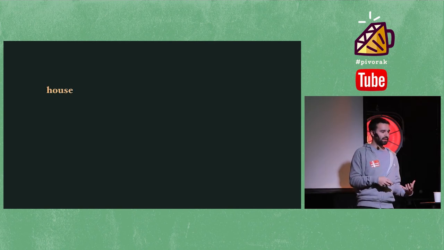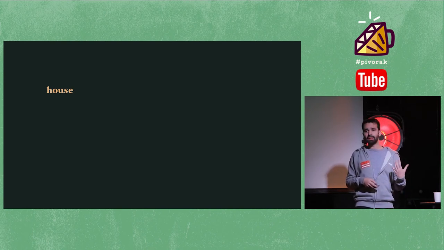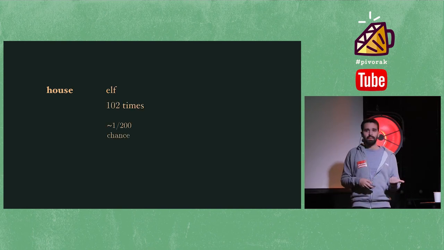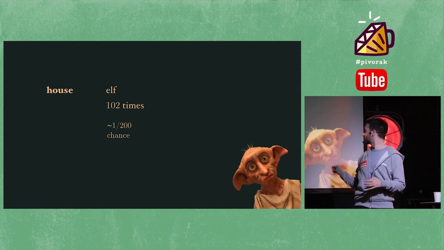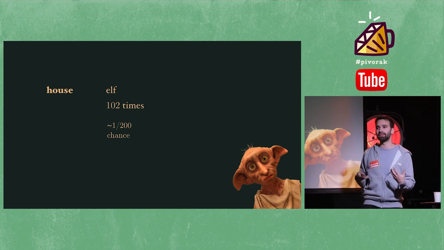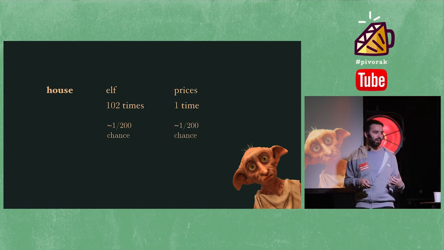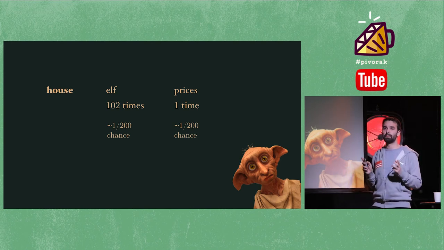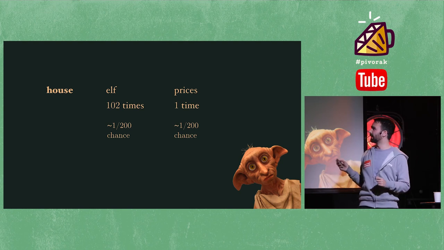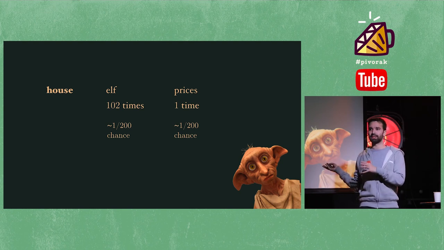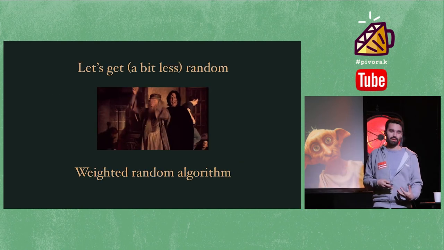we're trying to emulate. So, for example, if we take the word house, if we think about the words that could follow the word house in the Harry Potter stories, the word elf follows the word house in the Harry Potter stories 102 times. So a house elf is like Dobby, for those of you who don't know. A house elf is obviously a very common thing in the Harry Potter universe. The word prices, so like house prices, occurs once in the Harry Potter books. But the problem with the uniform random algorithm is we're equally likely to talk about house prices as we are to talk about house elves. So that's not really doing a very good job of imitating the style of Harry Potter, right?